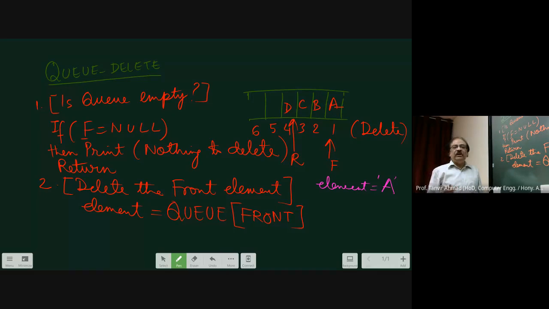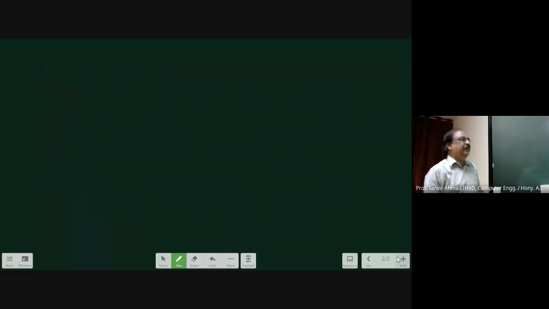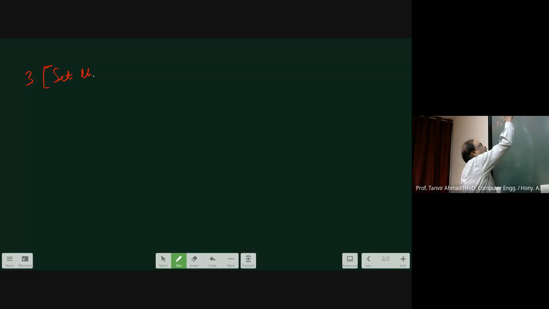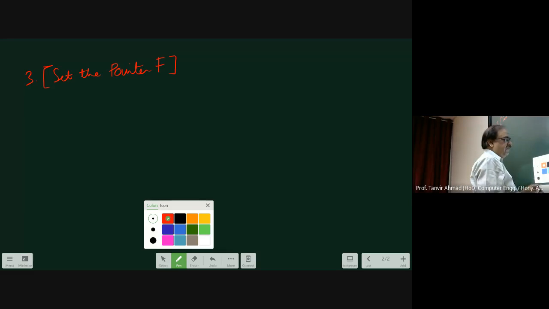Then you set the pointer F. Now the third case is that you will set the pointer F. Now here I have to see what the different cases are. I will say third, set the pointer F. Here we will understand what the different scenarios are.